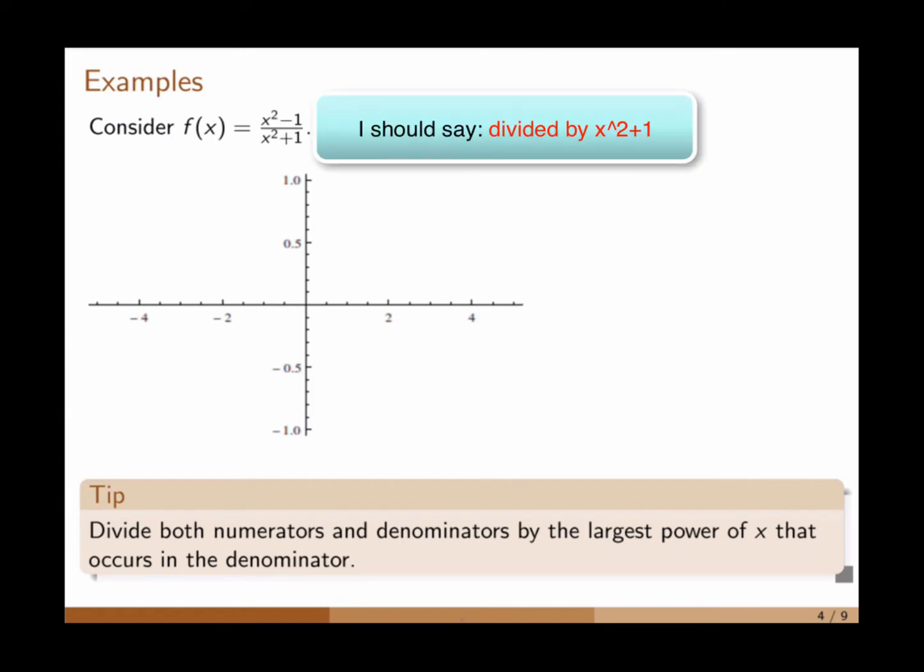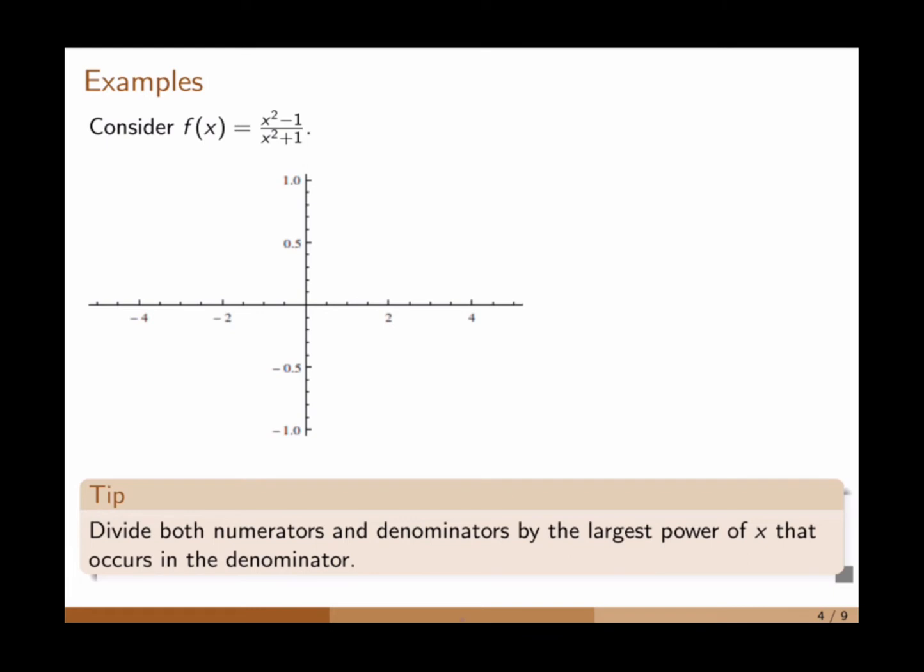Let's look at a more complicated example. f of x is x squared minus 1 divided by x squared plus 1. Let's plot this first by substituting some values. So if I substitute 0, then I get minus 1, which is here. If I look at zeros of the numerator, I find minus 1 and plus 1 are the zeros, so here and here. And then for the rest, maybe you trust me that the function looks like this. So it looks like this and like this.